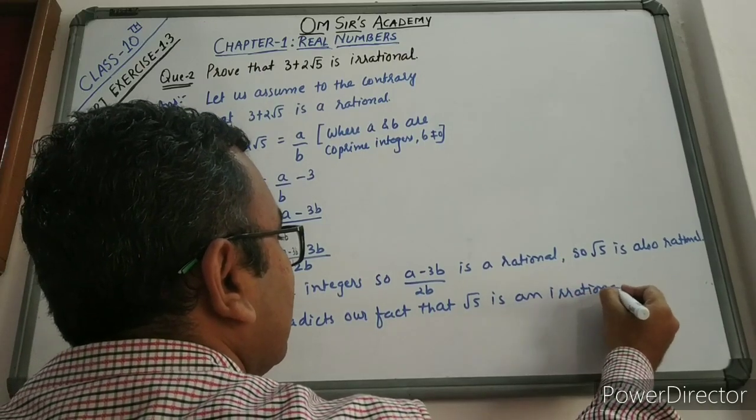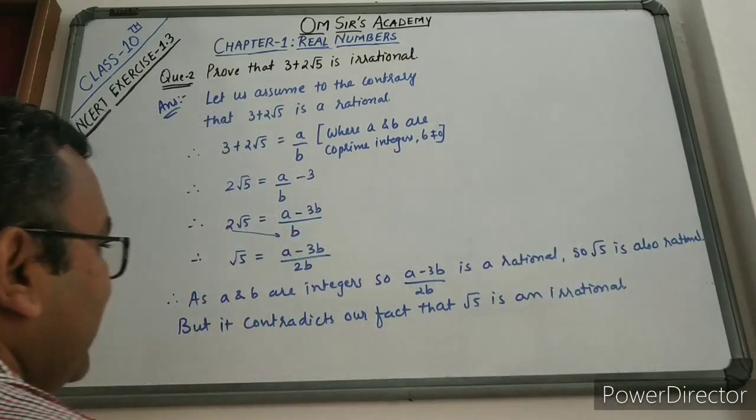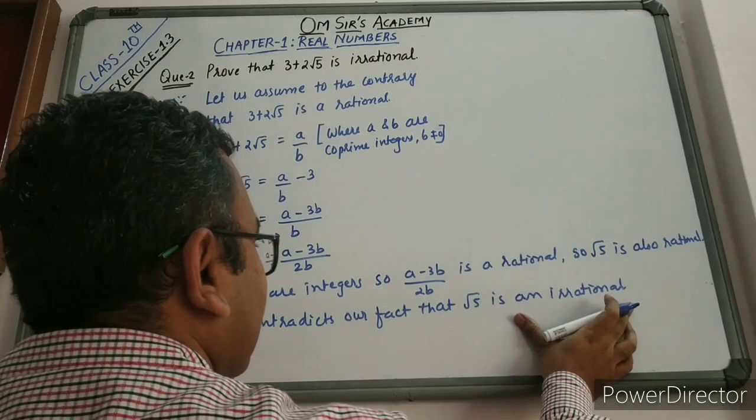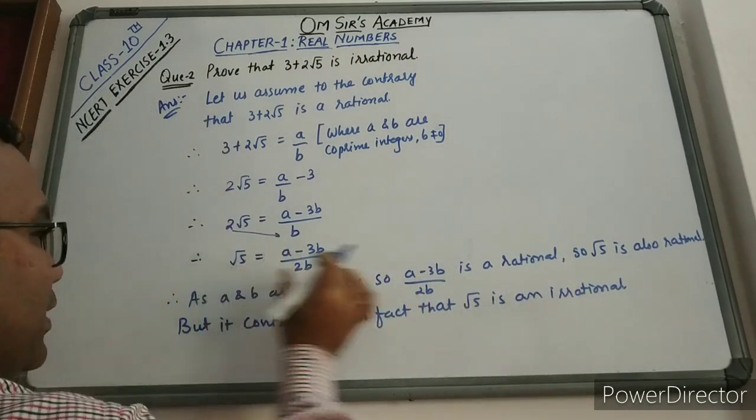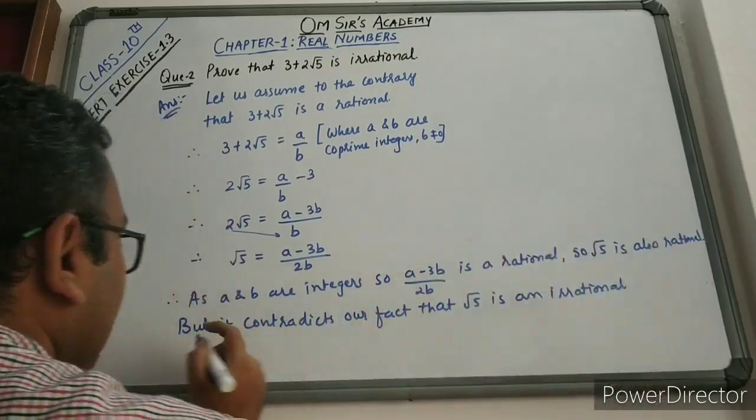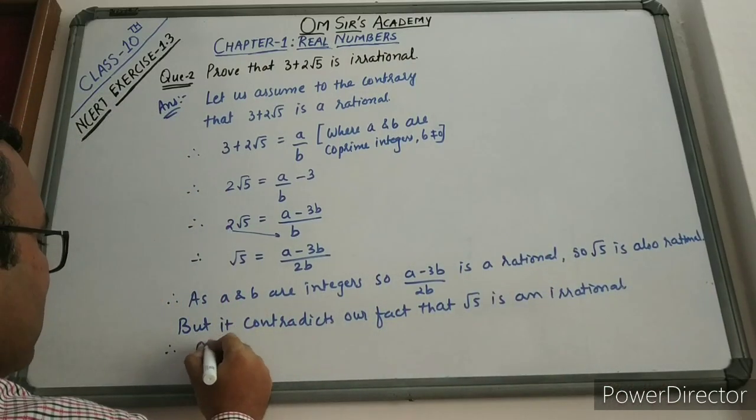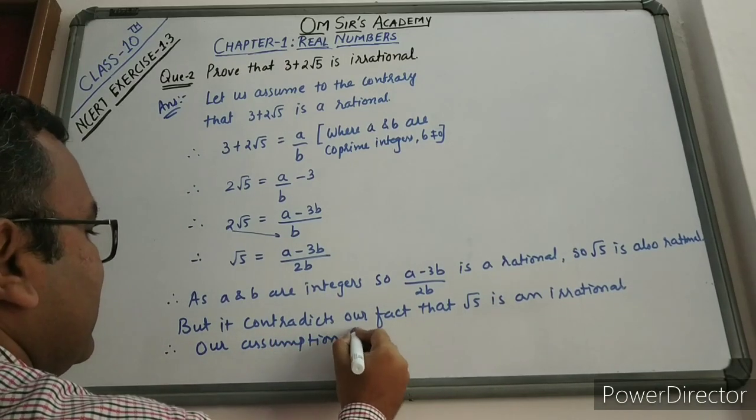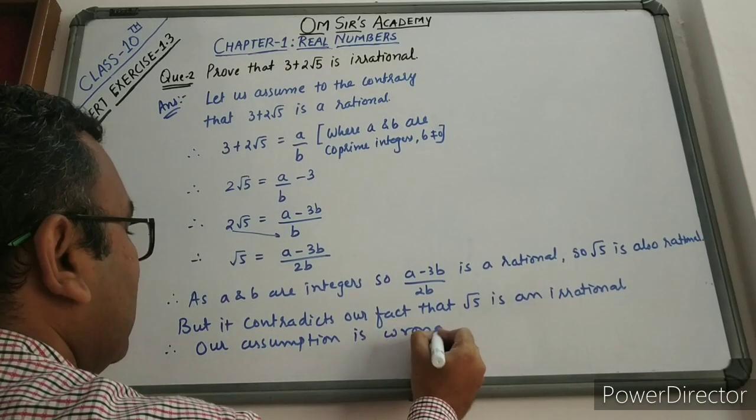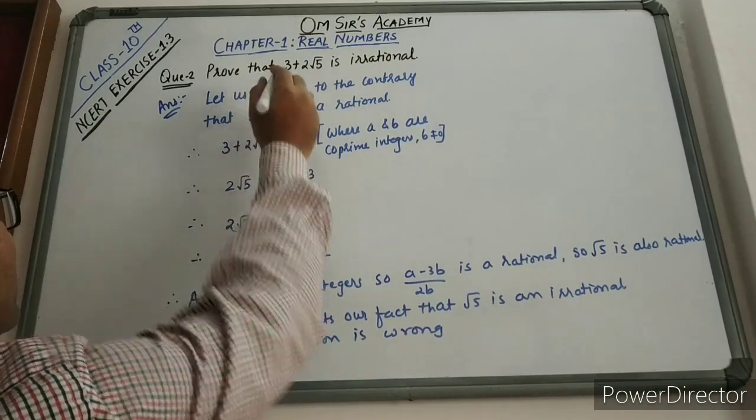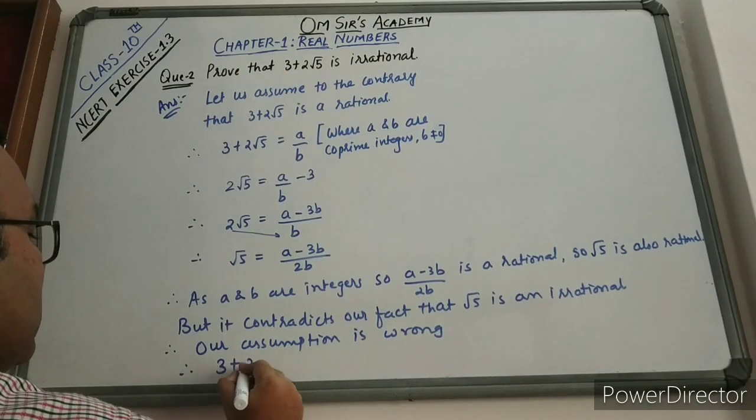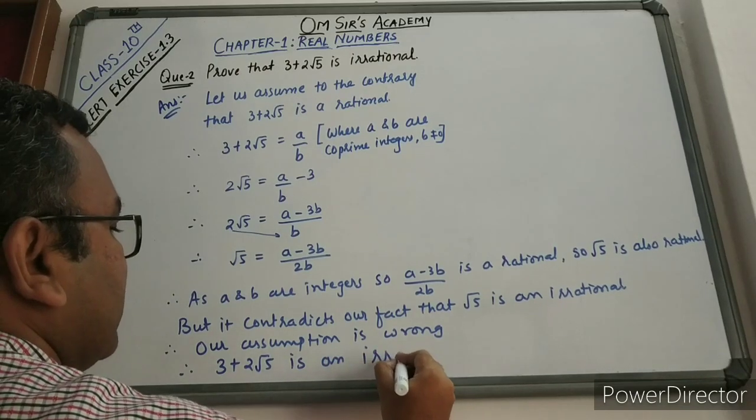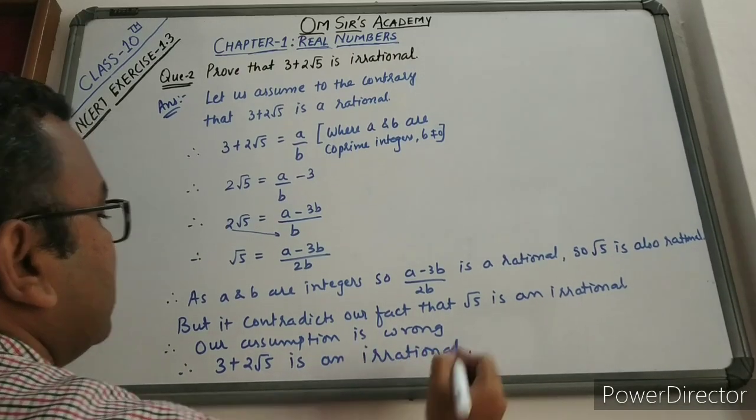This we have already proved, so no need to prove and write the whole answer. But it is the fact that root 5 is irrational. So it contradicts that fact, that root 5 is rational. So therefore our assumption is wrong, and so 3 plus 2 root 5 is an irrational number.